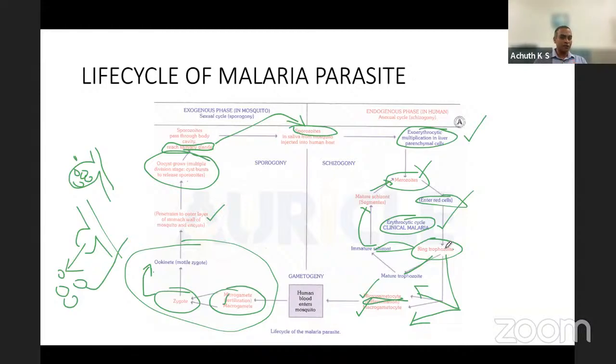So when you think of prevention, you have to think of prevention somewhere in this whole cycle, how to control. If you are able to remember this cycle, your prevention and control will be solved.